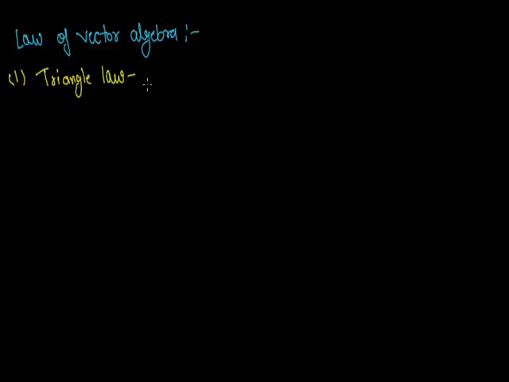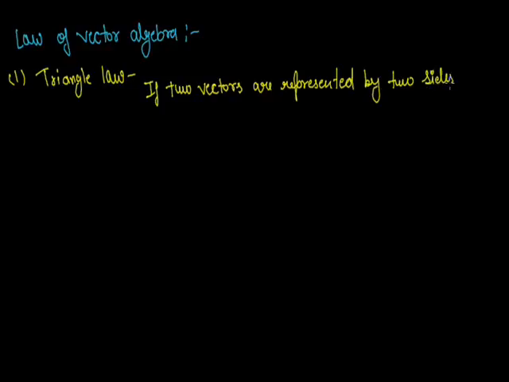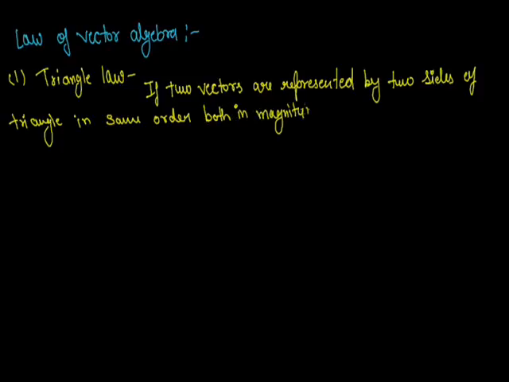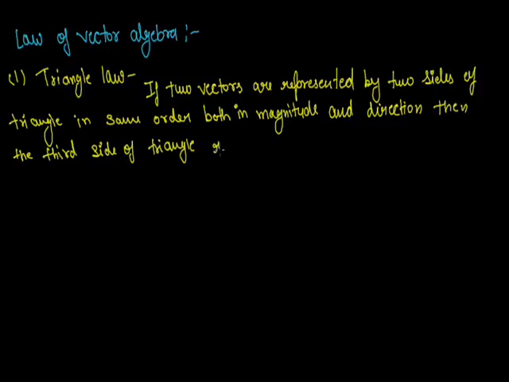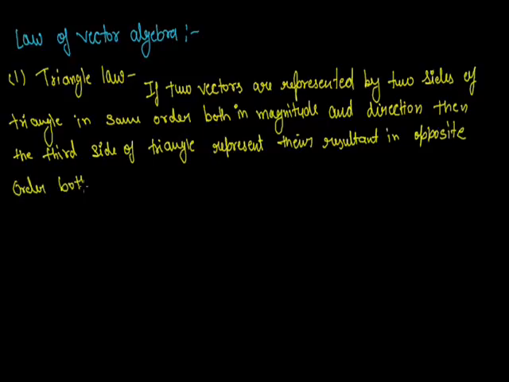According to this law, if two vectors are represented by two sides of a triangle in same order, both in magnitude and direction, then the third side of the triangle represents their resultant in opposite order, both in magnitude and direction.